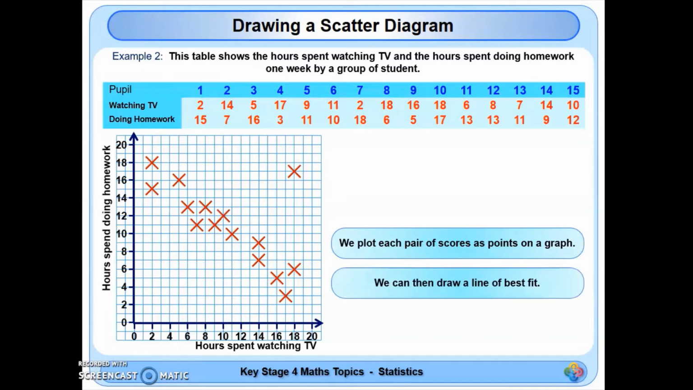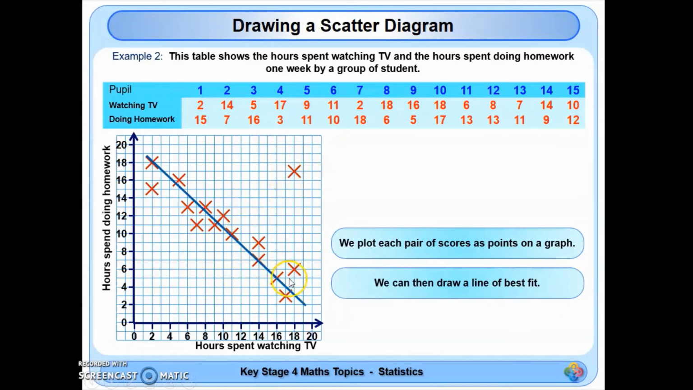Okay, I'm now going to add a line of best fit to my data. Notice this point here, we would call this an outlier. Because it is so far away from the trend, I'm not going to include this when I draw my line of best fit. We call it an outlier.